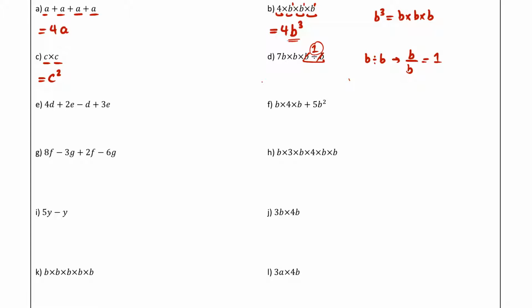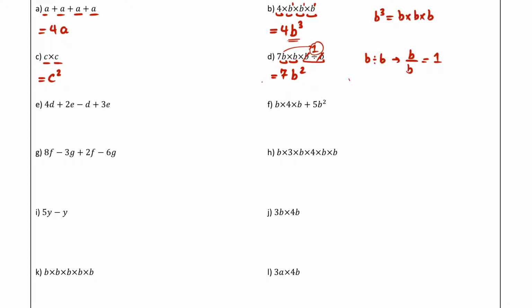So I have my final answer as 7. The coefficient doesn't change unless I was multiplying the 7 by another number. Here I'm multiplying 7 by the 1, and 7 multiplied by 1 is just 7. And I have b times b, which is b squared.